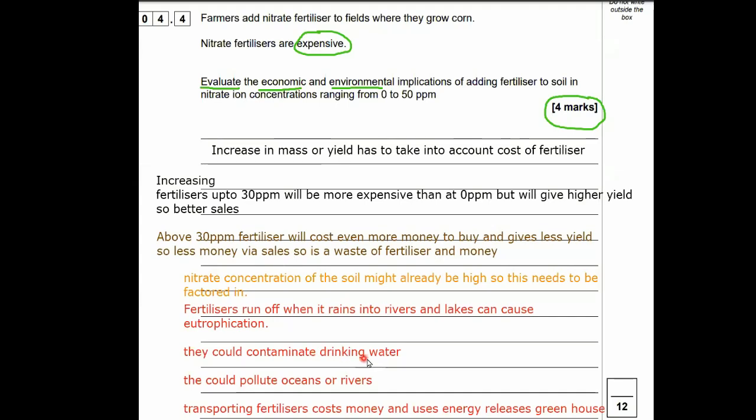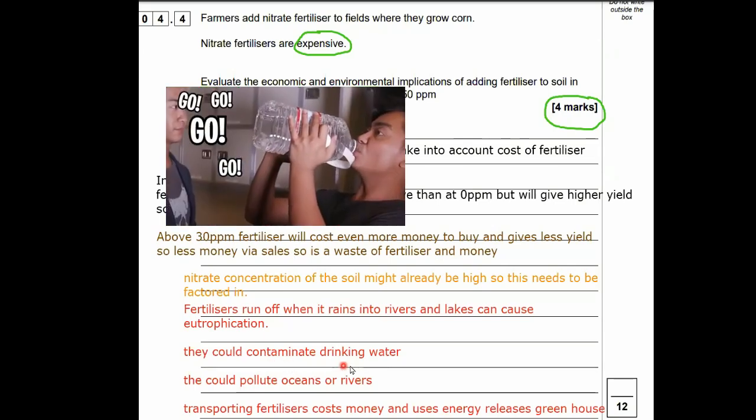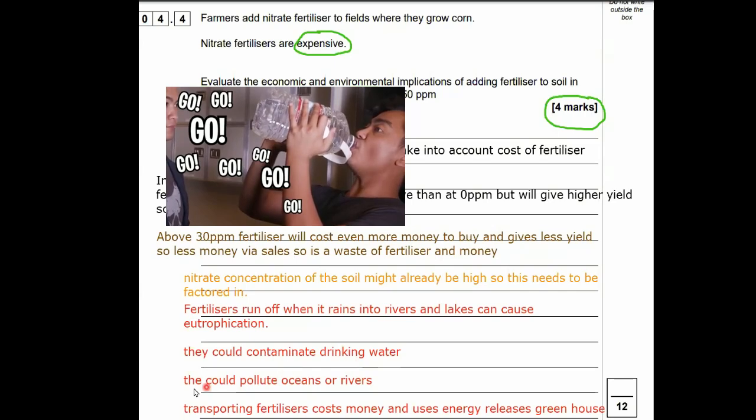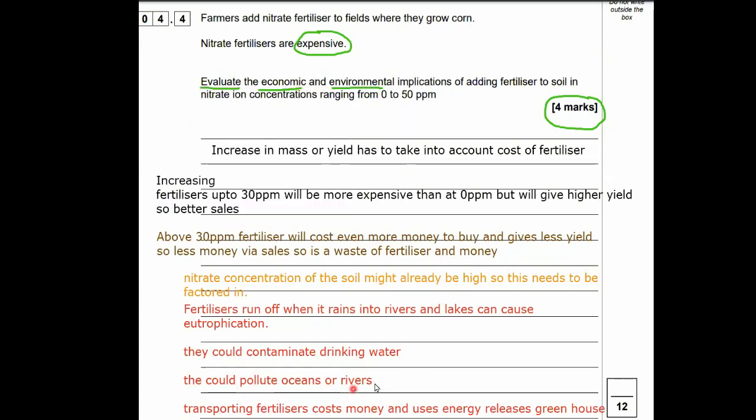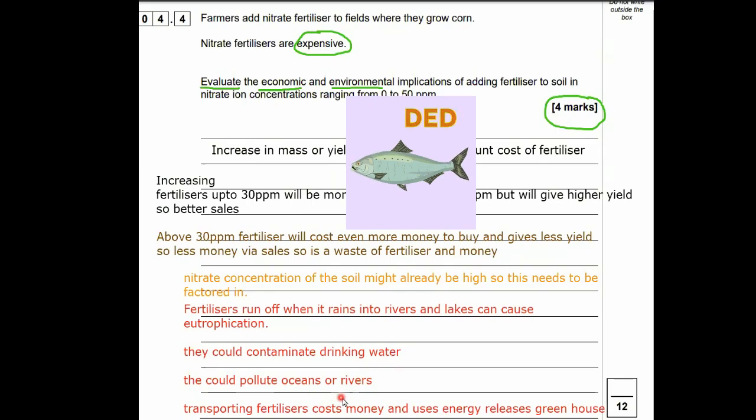Also, they could contaminate drinking water. You don't want to turn your tap and drink some drinking water, oh my gosh, check that spelling, that's bad, and have it contaminated with fertilizer. And of course, they can cause just general pollution of oceans and rivers, that will get you a mark, or lakes or seas. Any water course will get you a mark.